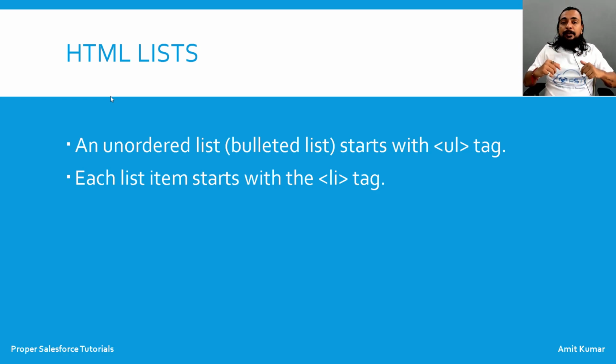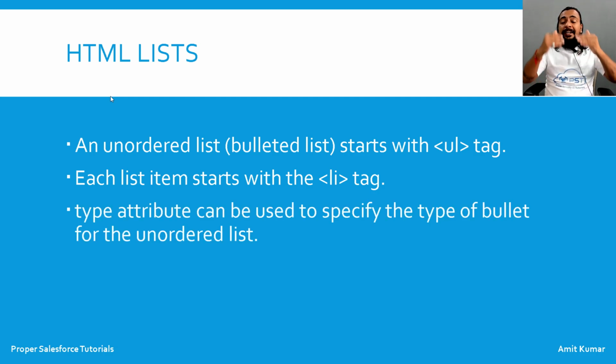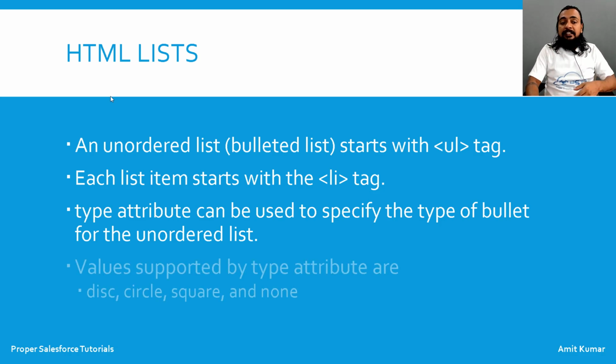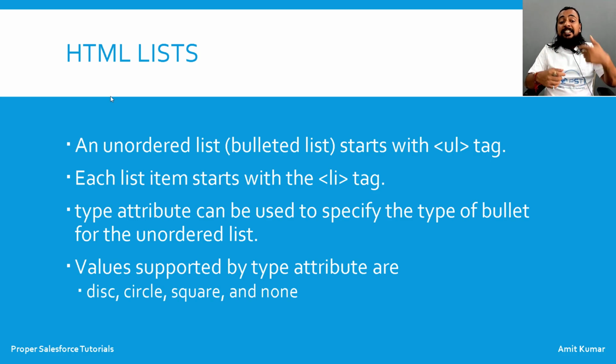Each element or text that you want to be part of this list should be kept inside the li tag. And because you have used the UL tag, this will be an unordered list, so that each list element will have a bullet point to it. The type attribute can be used to specify the type of bullet that you want to use in this specific list. The values you can provide to this type attribute are disk, circle, square or none.